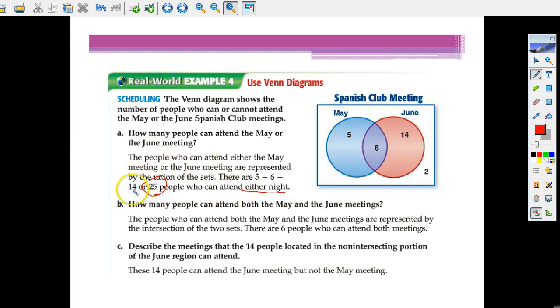Okay, good. Next one. How many people can attend both the May and June meeting? That means it's the and part. So right here, they can do both. Okay, so that says 6. So 6 people can attend both meetings. C. Describe the meeting that 14 people located in the non-intersection portion of the June region can attend. So tell me in words what this means. That means 14 people can attend only the June meeting, but not the May. So only the June 14 people can attend.